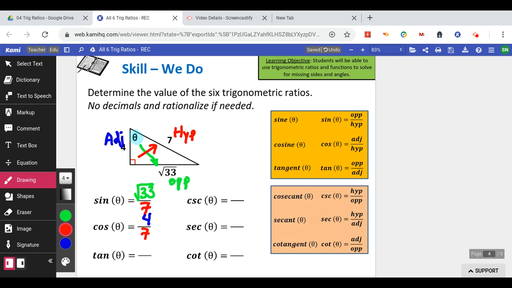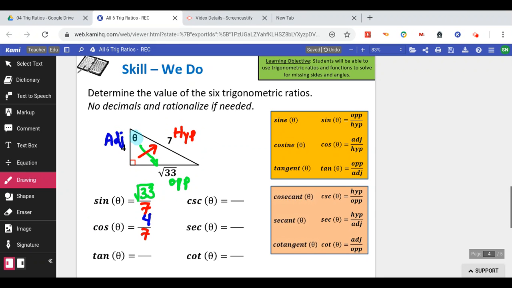We also have the tangent, which is opposite over adjacent, as you can see right here. I'm circling it in green. So opposite would be square root of 33, and adjacent would be 4. Once we complete those 3 problems, in order to find the ones on the right, and I'm talking about cosecant, secant, and cotangent, all we have to do is flip the 3 ratios that we already have.